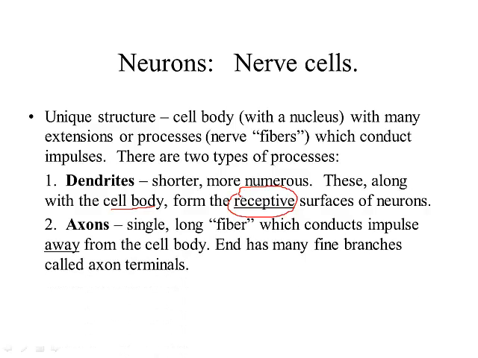The second type of process is the axon. Axons, you only have one. It is a much longer fiber that is coming off of the cell body, and it's going to move the impulses away from the cell body. And at the end of your axons, you've got lots of small little branches called axon terminals. And those axon terminals are what are going to send the impulse to the next cell. So the impulse comes in through the dendrite, goes down through the cell body, and then out the axon to the next cell. So in the next podcast, we'll take a look at how that signal actually gets transmitted.